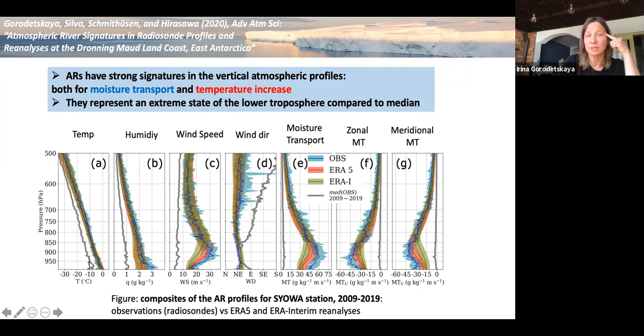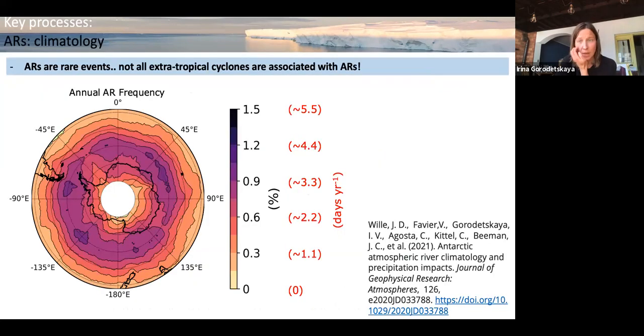So not only the moisture transport, but also the temperature increase is important. Here we see that, compared to the median temperature, which is the annual temperature, the composite for atmospheric rivers shows that the temperatures are close to zero. Which is important not only for precipitation, but also for melt, and the precipitation is rainfall.